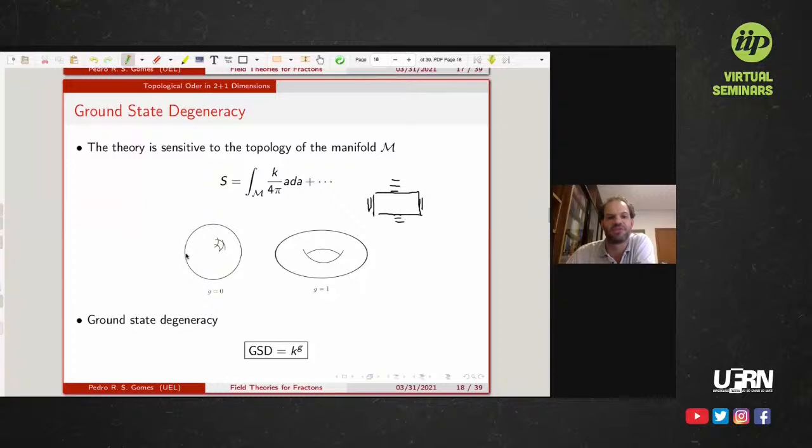And the case of the sphere essentially corresponds to an infinite plane, right? Because we can project up to a point, we can project the whole sphere onto this plane. So in an infinite plane, the ground state is unique, but in a non-trivial topological manifold like a torus, the ground state has non-trivial degeneracy like this.